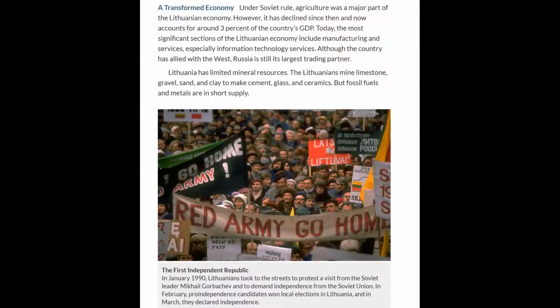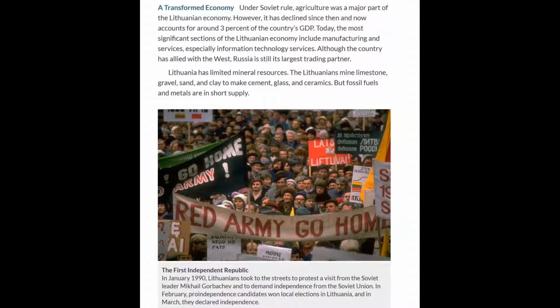Under Soviet rule, agriculture was a major part of the Lithuanian economy. However, it has declined since then and now accounts for around 3% of the country's GDP. Today, the most significant sections of the Lithuanian economy include manufacturing and services, especially information technology services. Although the country has allied with the West, Russia is still its largest trading partner.